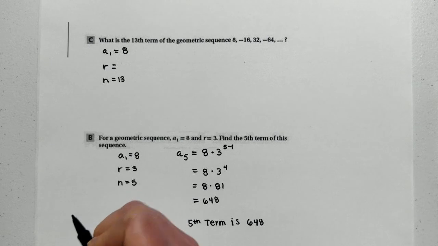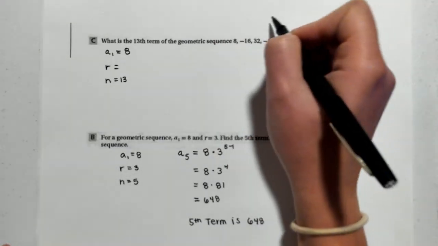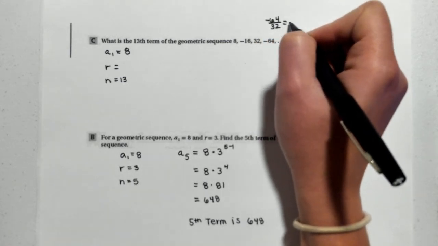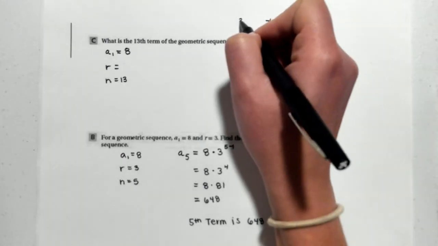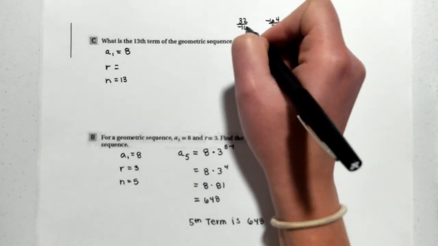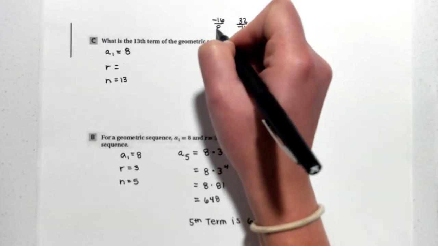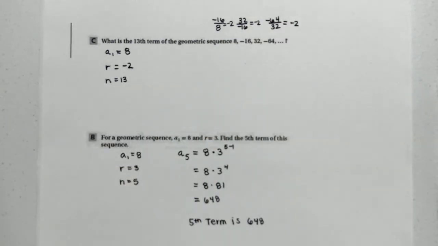So to find your common ratio, here you want to do your ratios. So negative 64 over 32 will give us negative 2. And then 32 over negative 16 also gives us negative 2. And negative 16 over 8 gives us negative 2. So r equals negative 2.